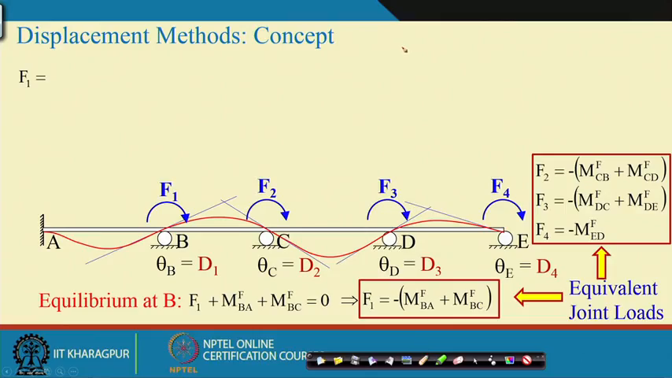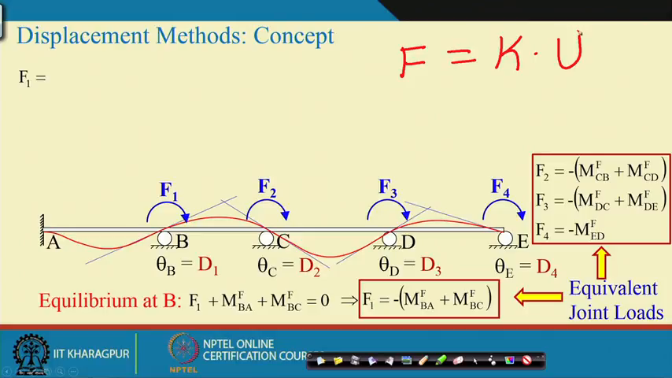But in the displacement method, the displacements are unknown. We need to compute the displacements with the known static condition, and therefore we use the stiffness definition. Now, what is the stiffness definition? The stiffness definition is, if you recall, if we have a force, that force is equal to stiffness into displacement.